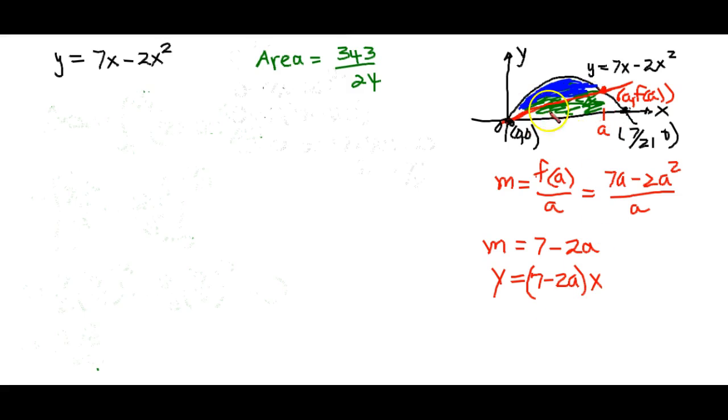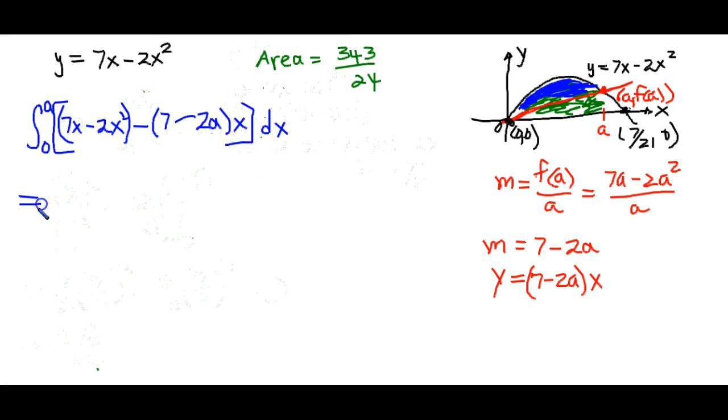So if I want to find the area of the shaded region in blue, I'm going to have to find a definite integral again. Okay, so let me write this in blue. Definite integral going from 0 to a this time. And the top function, which is the parabola, 7x minus 2x squared, minus, I'm going to put that in parentheses, the line, which is 7 minus 2a times x.